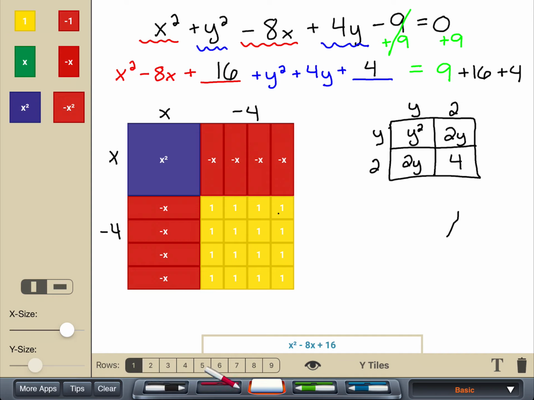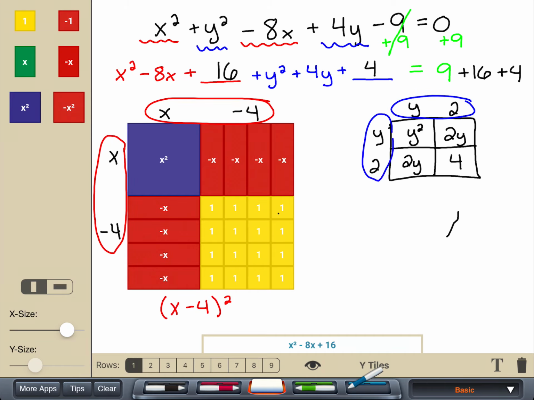Okay, so now for our x's, we're going to have x minus 4 squared. For our y's, we're going to have y plus 2 squared. And for our numbers, we're going to have 9 plus 16 plus 4, which 16, 17, 18, 19, 20 will give us 29.